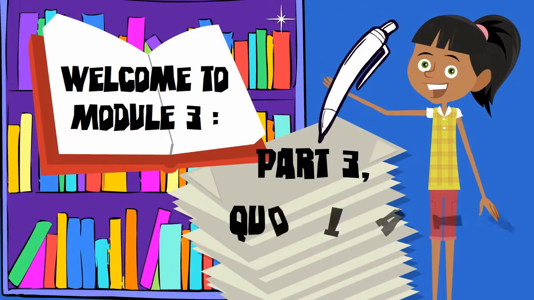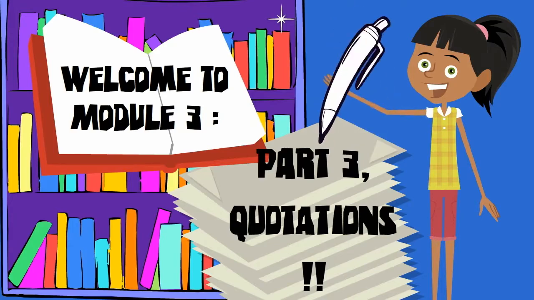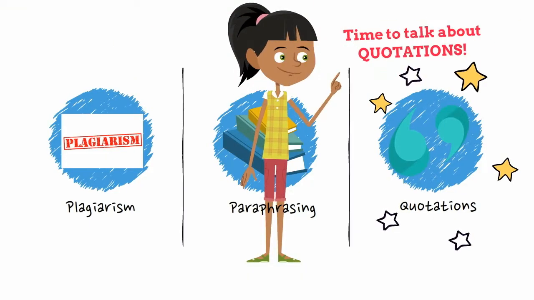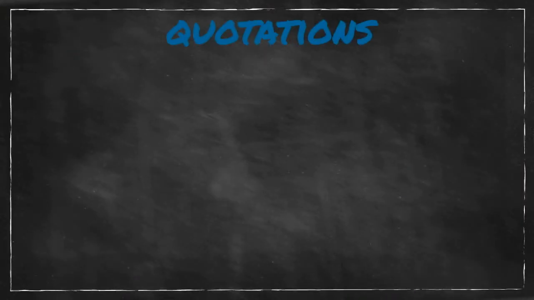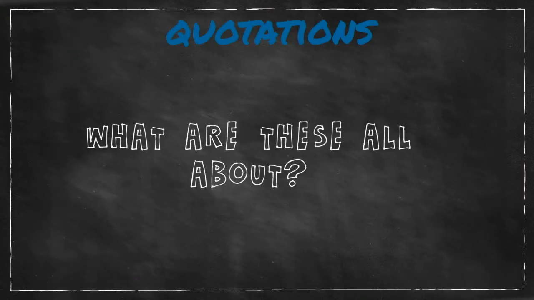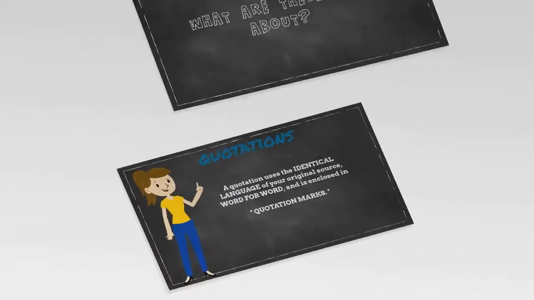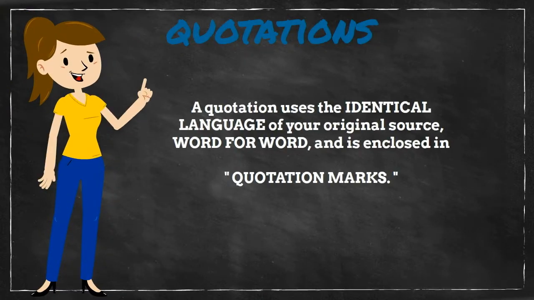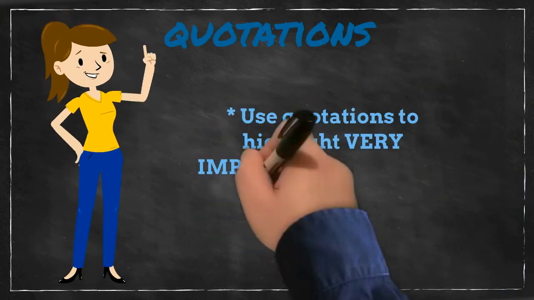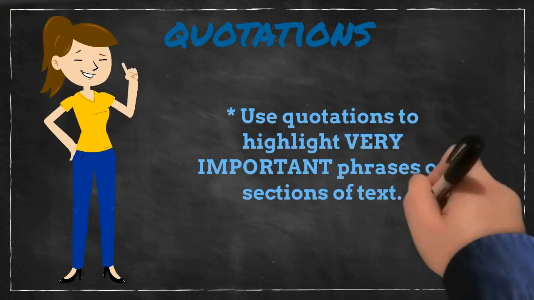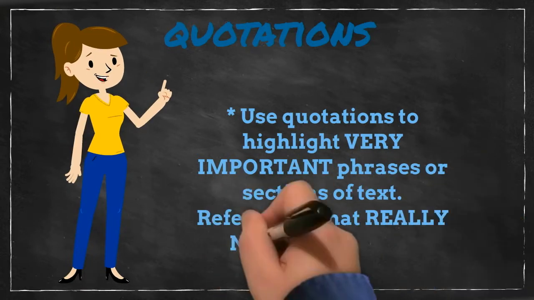Welcome to Module 3, Part 3, Quotations. Time to talk about quotations. Quotations? What are these all about? A quotation uses the identical language of your original source, word for word, and is enclosed in quotation marks. Use quotations to highlight very important phrases or sections of text, references that really need the original wording.